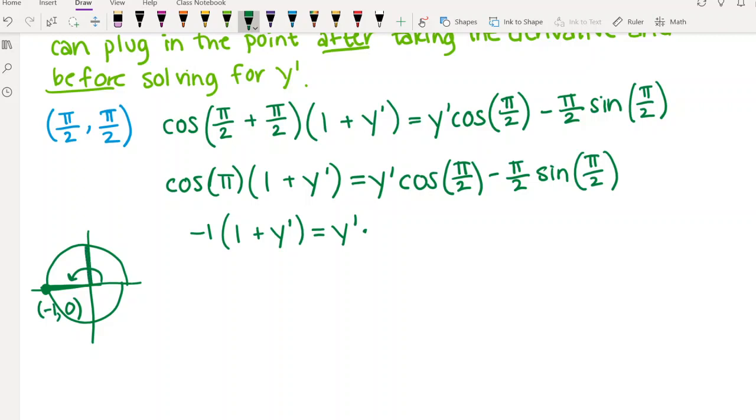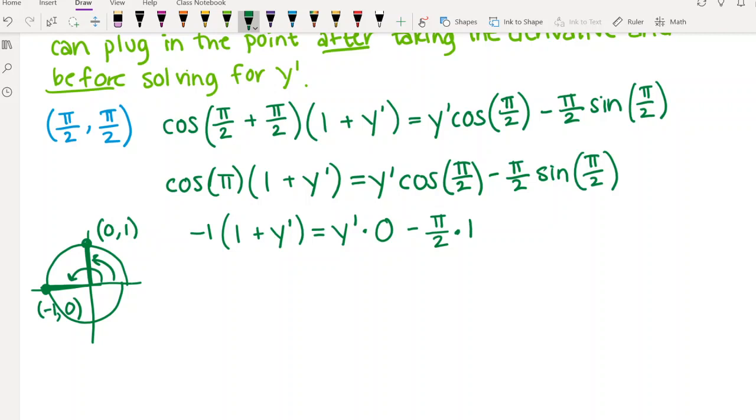so pi over 2 is going to be this angle here. So this is pi over 2. And that has coordinates 0, 1. So cosine of pi over 2 is just 0. And so that part is actually going to go away. And then here we have pi over 2 times sine of pi over 2. So sine of pi over 2 is 1.